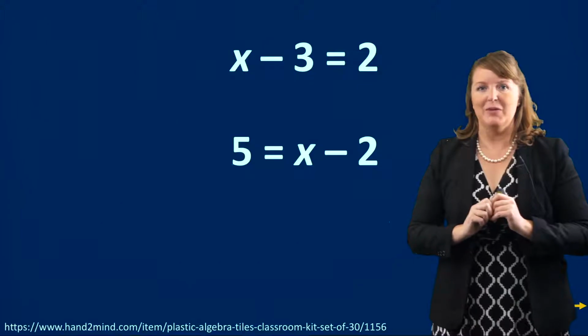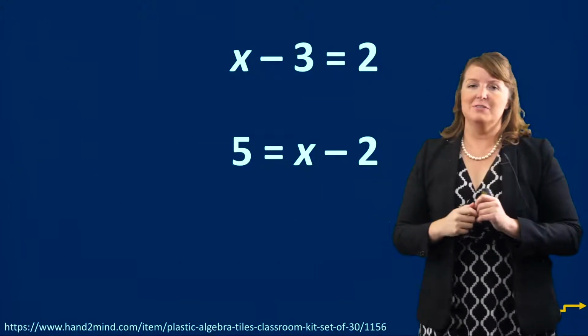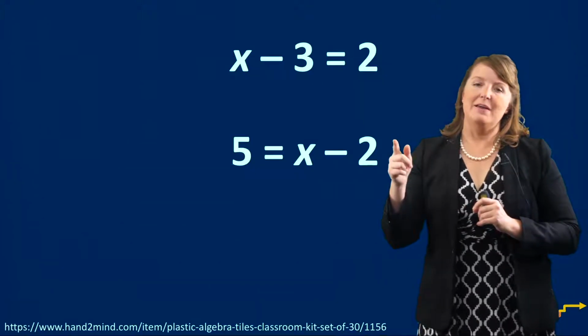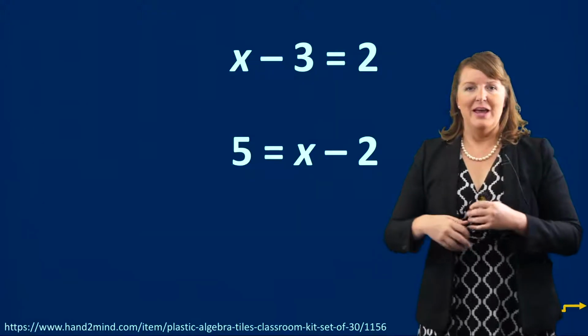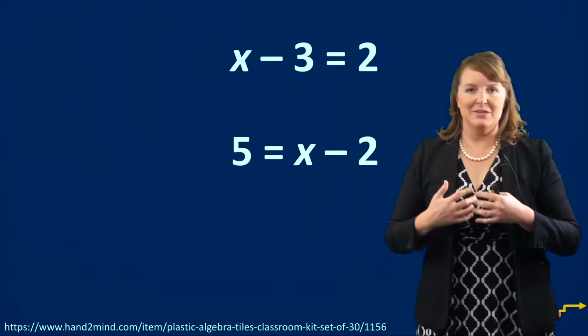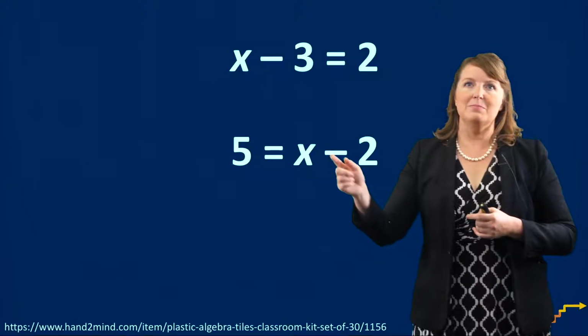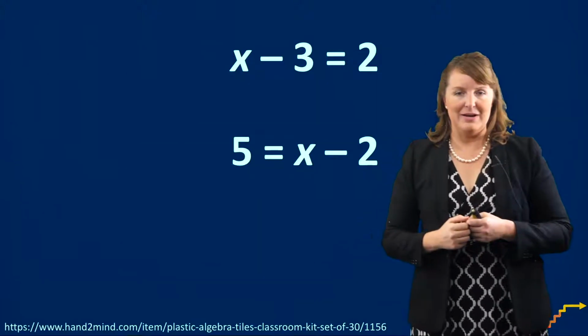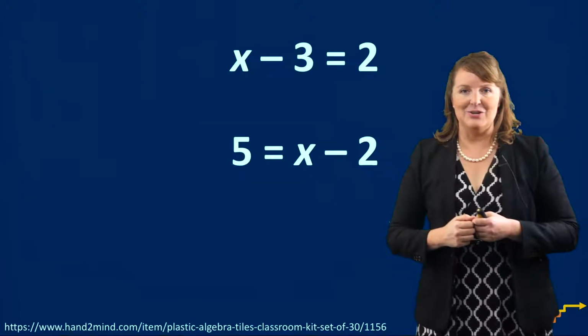But we're going to use the algebra tiles to solve x minus 3 equals 2 and 5 equals x minus 2. And I say that these are one-step equations with a subtraction operator symbol because in both of these equations I see the minus sign. So let's go ahead and get started.